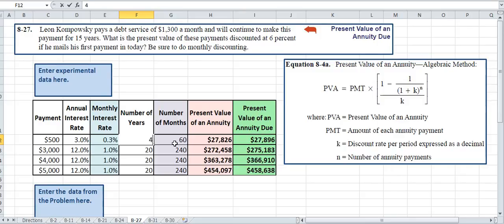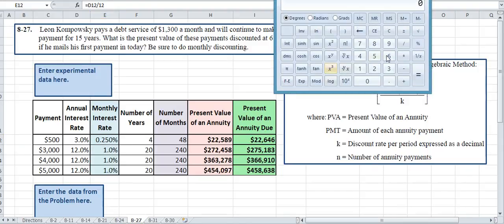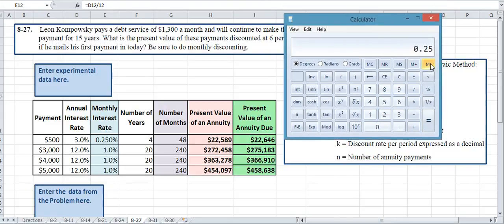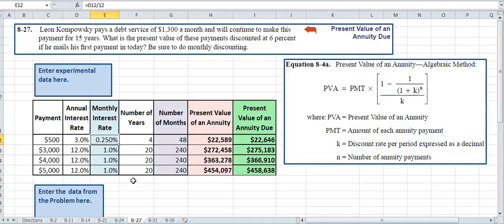Oh, by the way, if you click right here, you can see where this is actually dividing by 12. Let me just show you so you'll believe me. If you divide 3 by 12, you get 0.25, which is what we have right here. So that's our monthly interest rate right there.